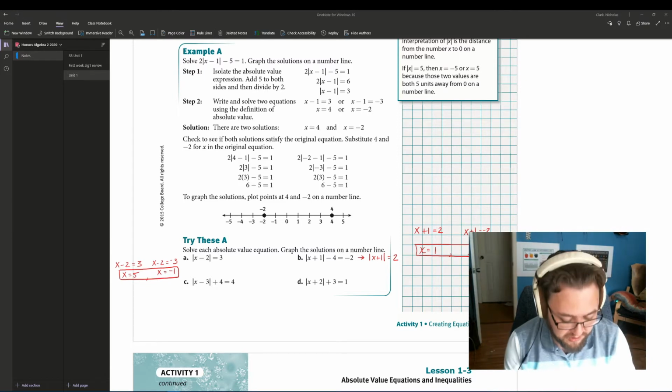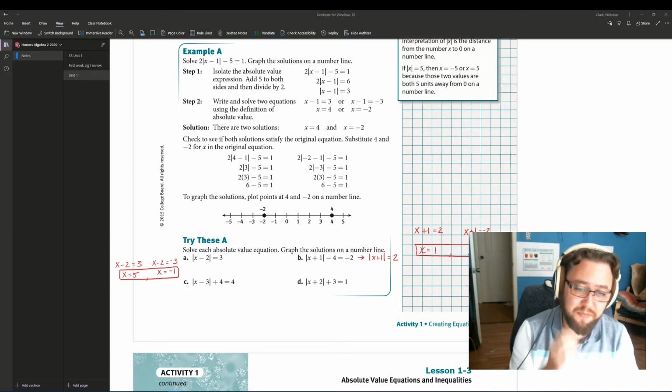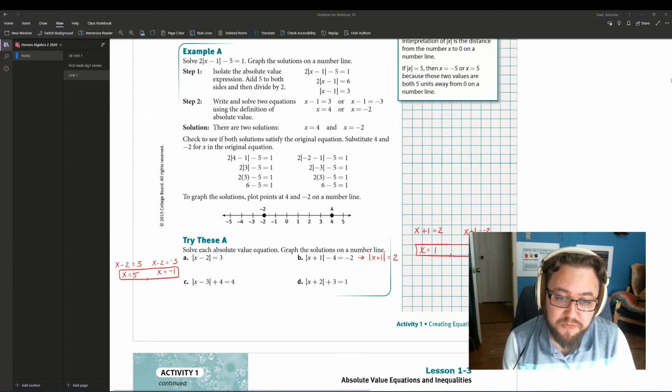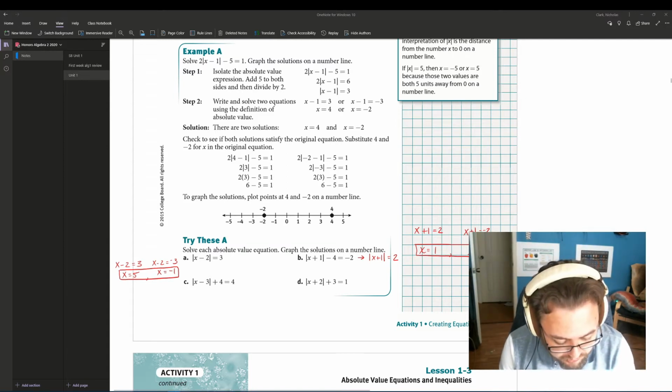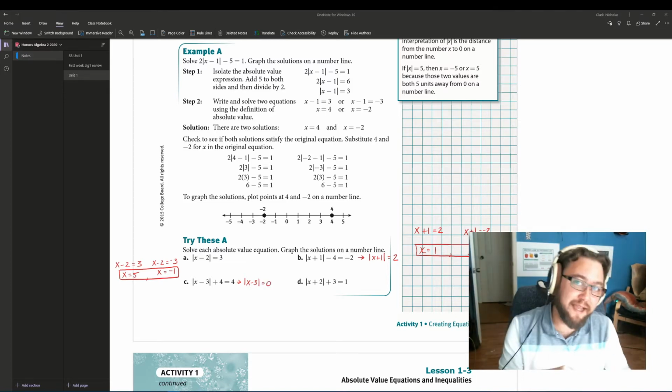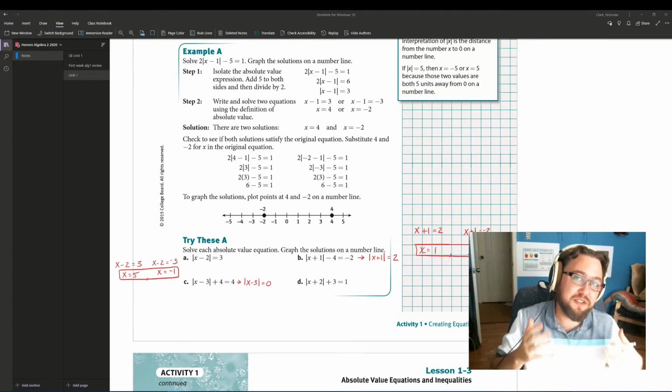Let's go on to C. I'm going to do the same thing again here. I'm going to start by moving this positive 4 that's kind of in our way. So when I do that, my problem is the absolute value of x minus 3 is equal to 0. Because there's not a positive 0 and a negative 0, there's not two branches to this problem. It's only equal to 0.